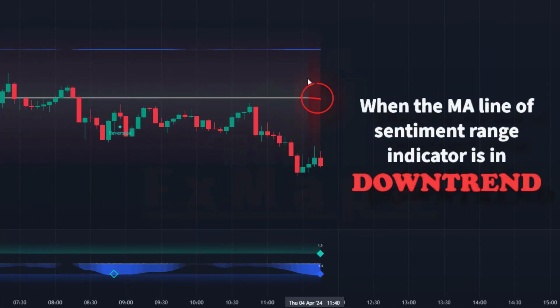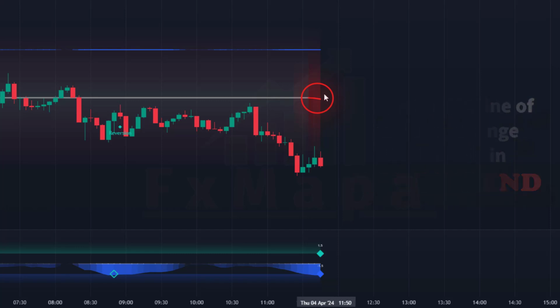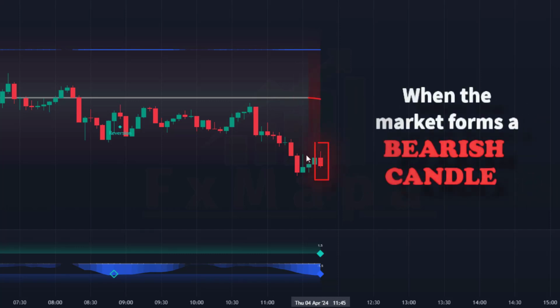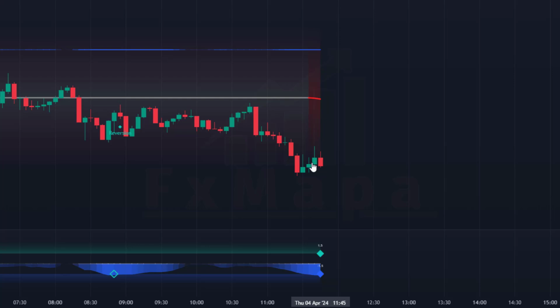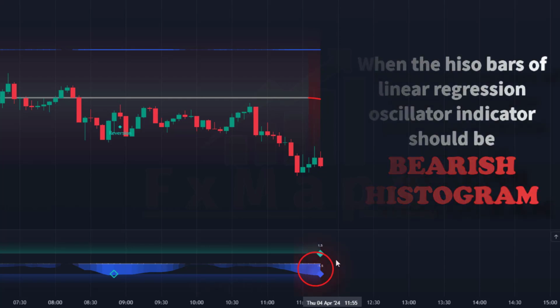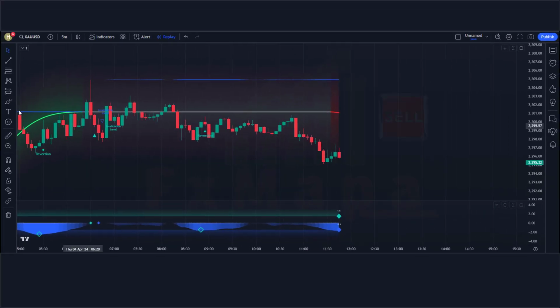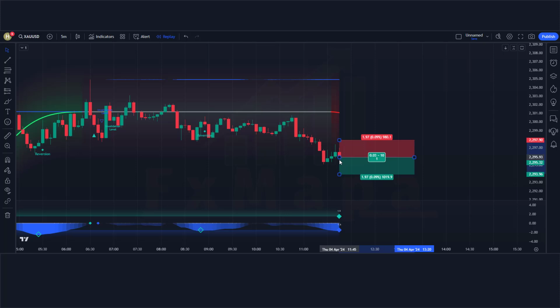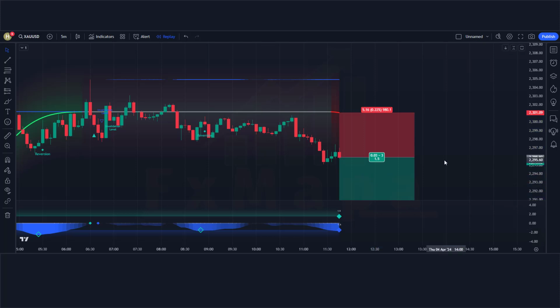When the MA line of the Sentiment Range indicator is in downtrend, when the market forms a bearish candle, and when the histogram of the Linear Regression Oscillator indicator is bearish. If these conditions are fulfilled, then we will place a sell order. Our stop loss will be placed at the MA line of the Sentiment Range indicator, and the risk to reward ratio will be 1:1.5.